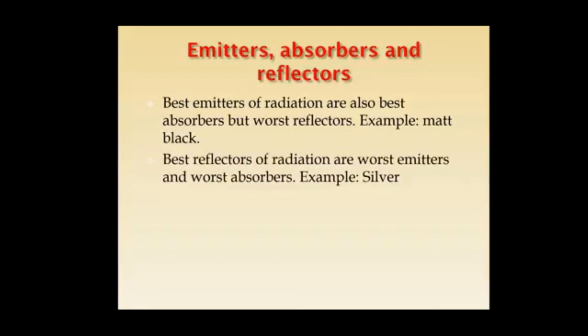And the second point, best reflectors of radiation are worst emitters and worst absorbers. That means which will reflect most of the heat, they will absorb less amount of heat and they will emit less amount of heat. For example, silver.